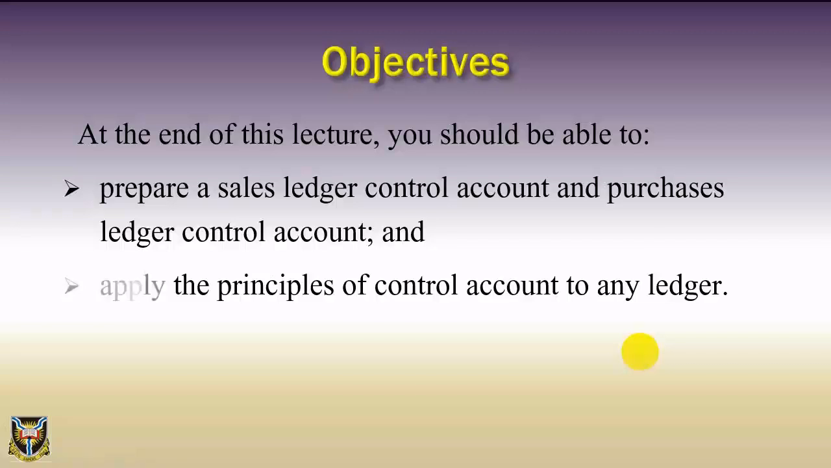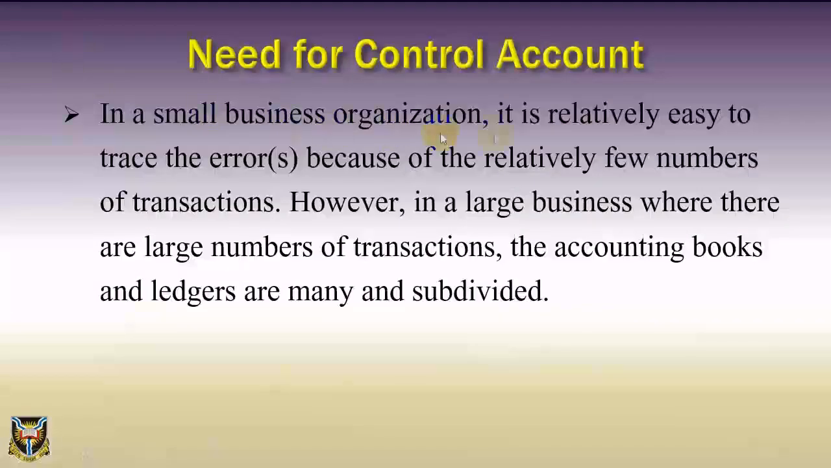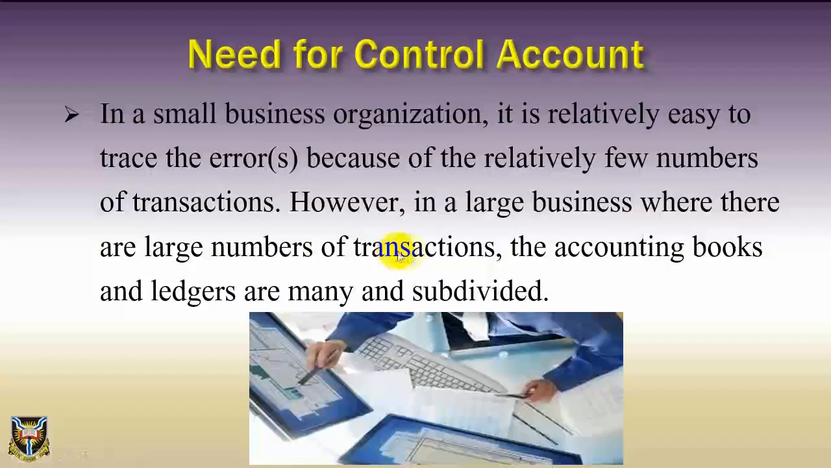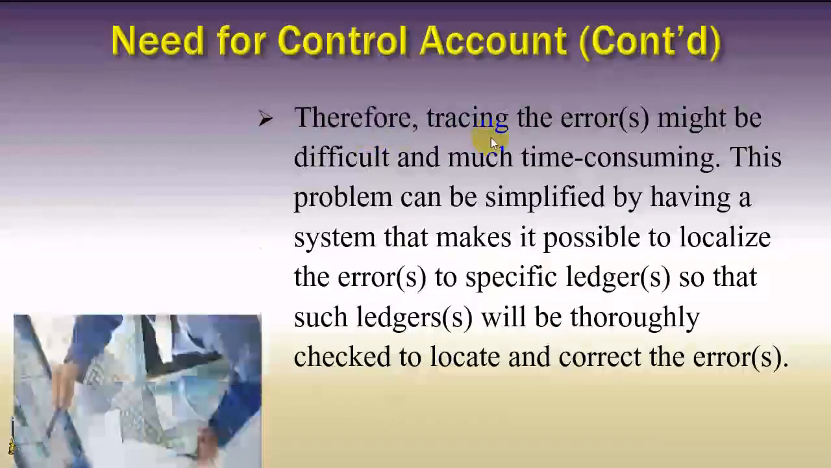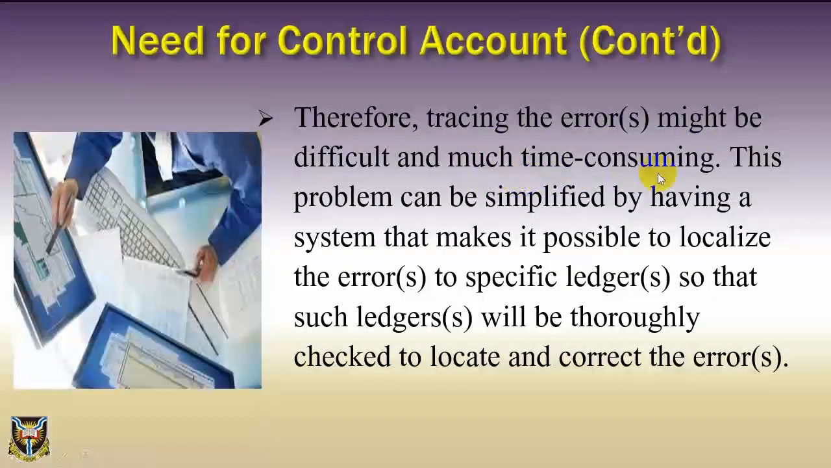Content. A. Need for control account. In a small business organization, it is relatively easy to trace the errors because of the relatively few numbers of transactions. However, in a large business where there are large numbers of transactions, the accounting books and ledgers are many and subdivided. Specifically, many ledgers are kept for debtors and creditors. Therefore, tracing the errors might be difficult and much time-consuming.